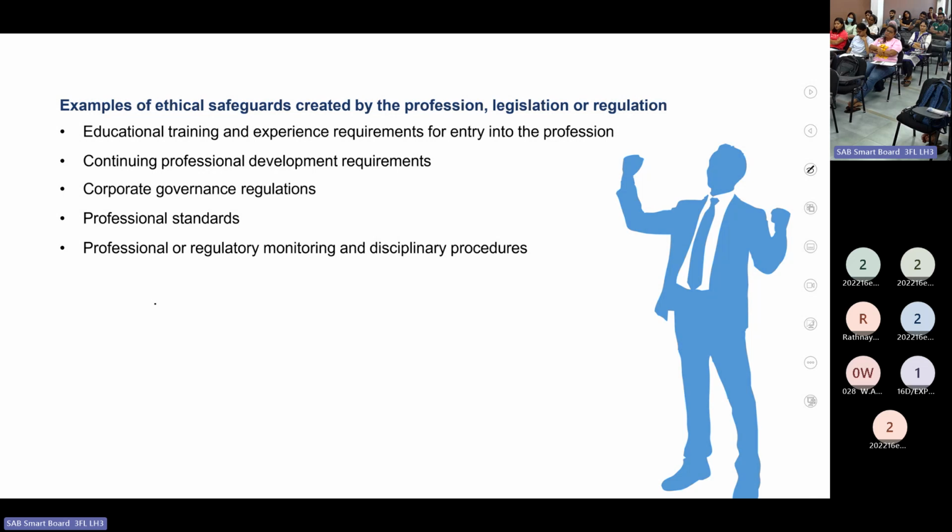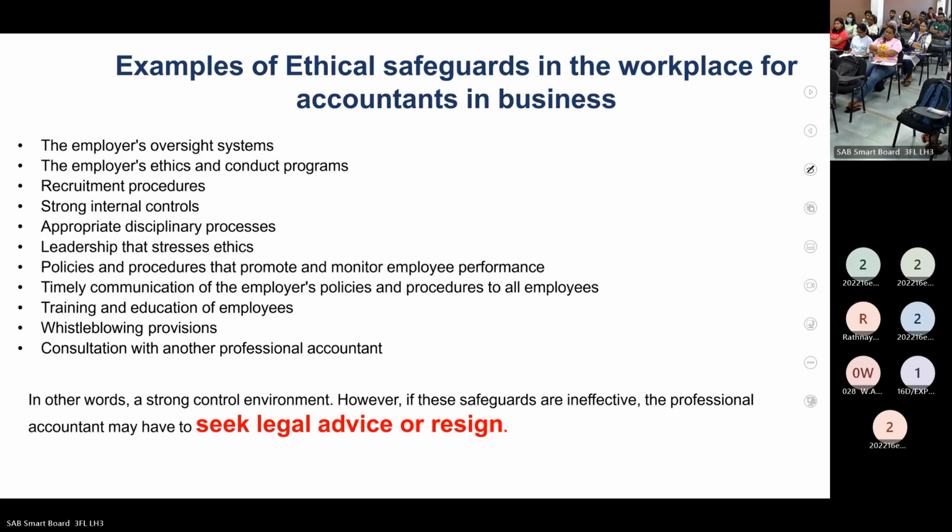Right? So those are the professional safeguards, and also company safeguards. Within the company, you have safeguards. An employer's oversight system, right? Then if a manager tells you to prepare the financial statement incorrectly, the financial statement is overseen by the board of directors. Then I can't do it. I have safeguards with some sort of internal controls.